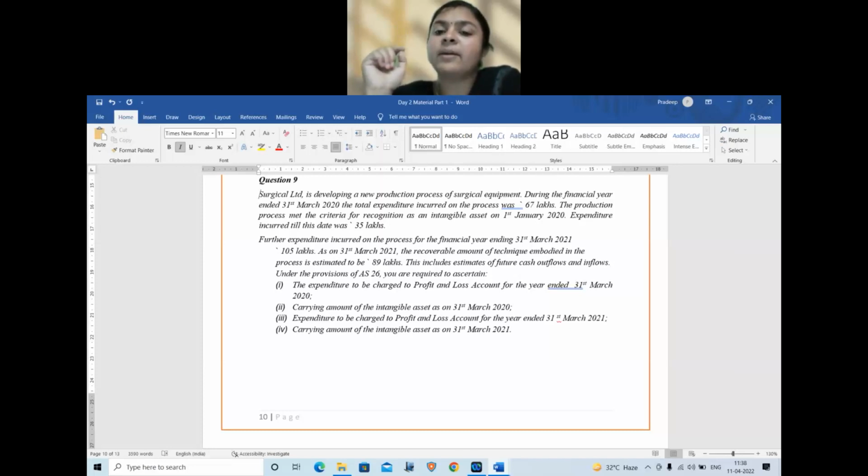The recoverable amount of the technique embodied in the process is estimated to be 89 lakhs. This includes estimate of future cash flows, outflows and inflows. Under the provisions of AS 26, you are required to ascertain: number 1, expenditure to be charged for March 2020, carrying amount as on 31st March, expenditure for 2021, carrying amount as on 2021. So for 2 years they are asking you the P&L and balance sheet impact.